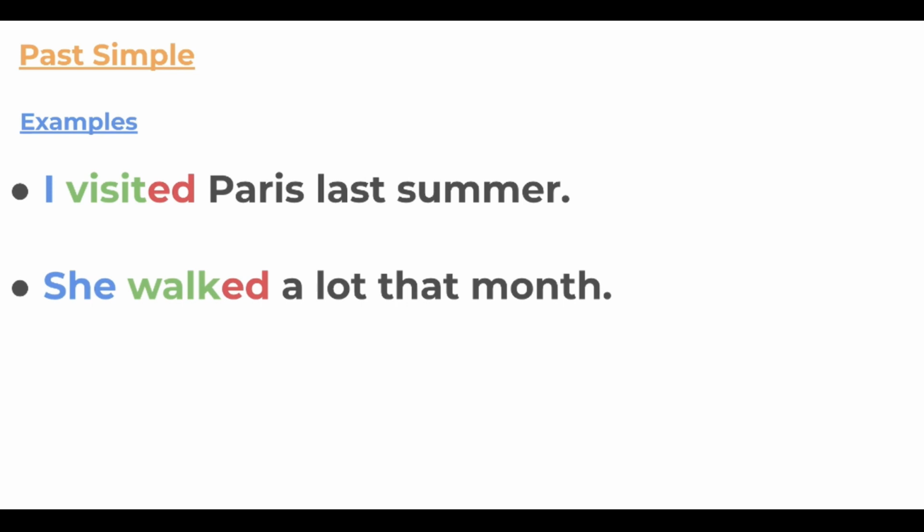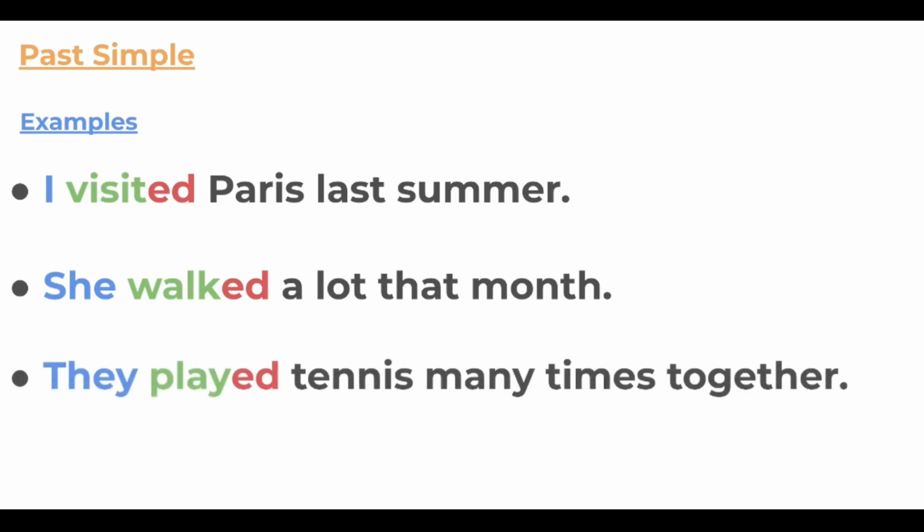She walked a lot that month. So we have this ed at the end. The green is the root form, the base form of the verb. Then we add that ed, and of course she and I are the subjects in these two different sentences. And we've got another one. They played tennis many times together. So again, it would make sense to a degree if you were to leave out the timestamps, but I really think for the past simple, it's quite crucial to have that specific time to really make sure that it's clear.